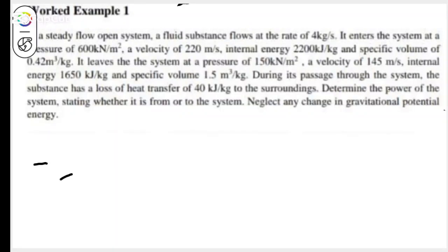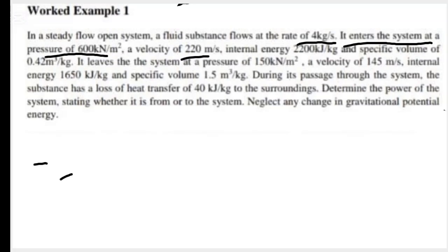In a flow open system, a fluid substance flows at the rate of 4 kg per second. It enters the system at the pressure of 600 kilonewton and the velocity of 220 meters per second.